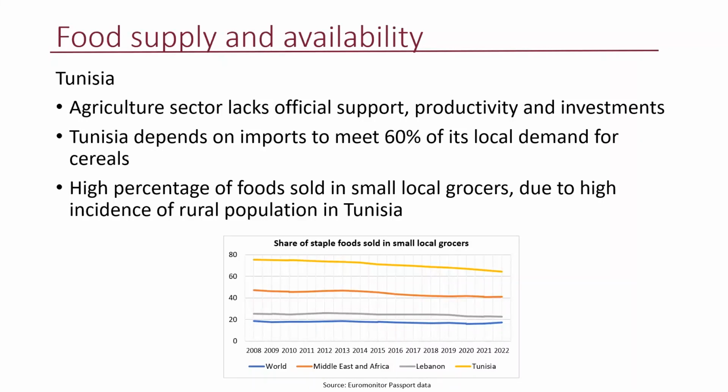Why is that? Because Tunisia still has 30% of the population that is rural, while in Lebanon it is only 10%. So the fact that we still have a large number of people living in rural areas means you have small grocers that continue to occupy a central role mainly in these areas.